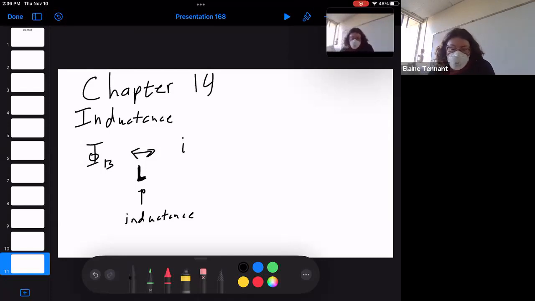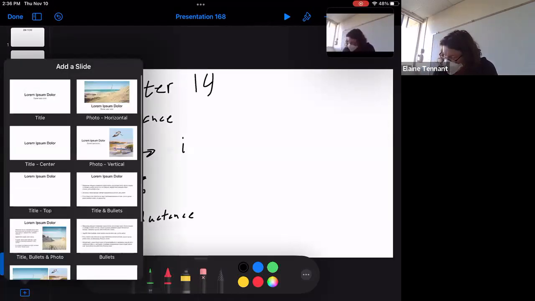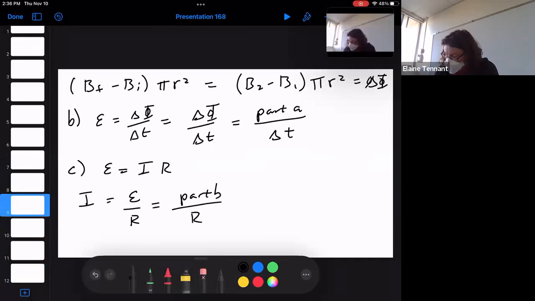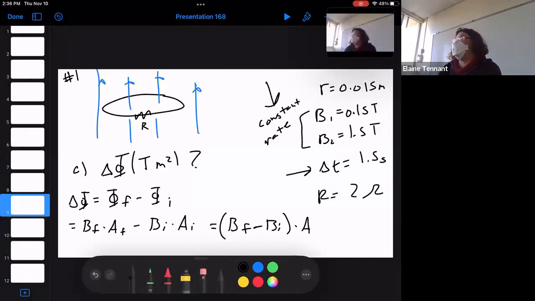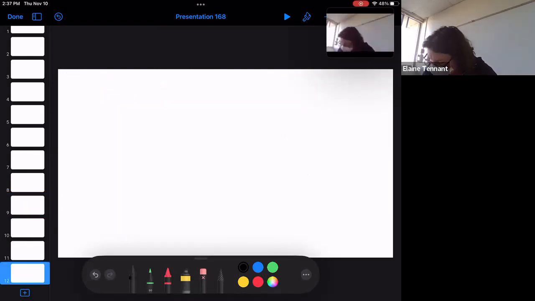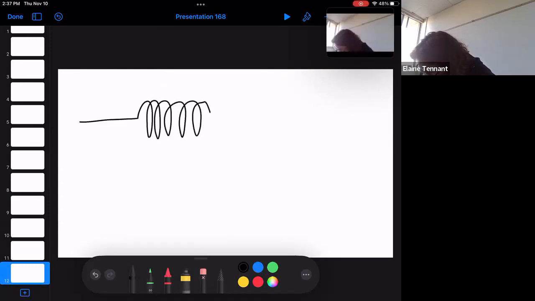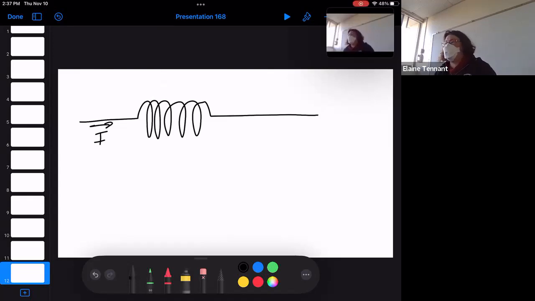Now, what makes it kind of weirder is we're not really going to apply it to situations like this where we have some magnetic field and we put a loop of wire in it. We're going to say, what if I have a loop of wire, like a solenoid, and I run a current through it? Will that then generate some sort of induced EMF? The answer will be yes. So let's talk about that.